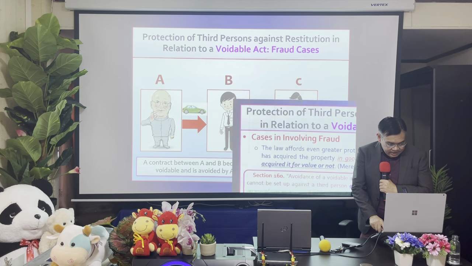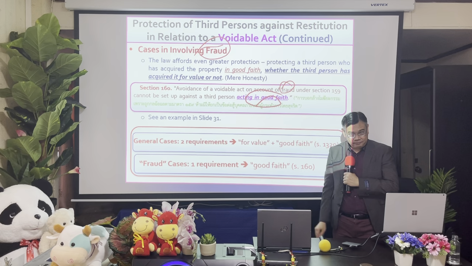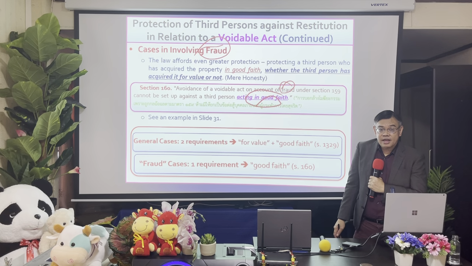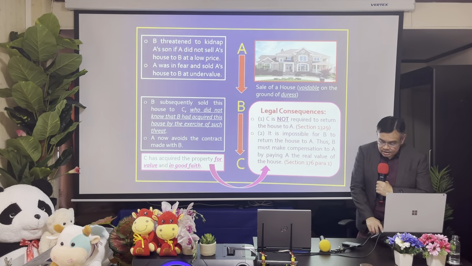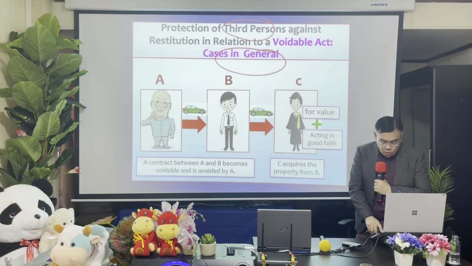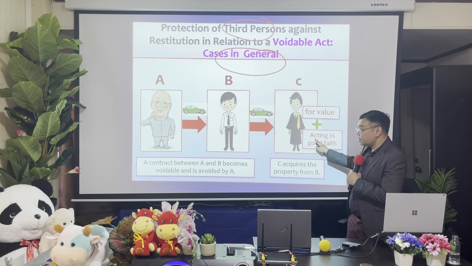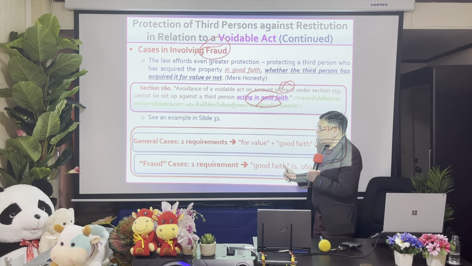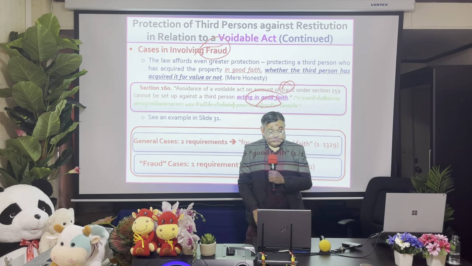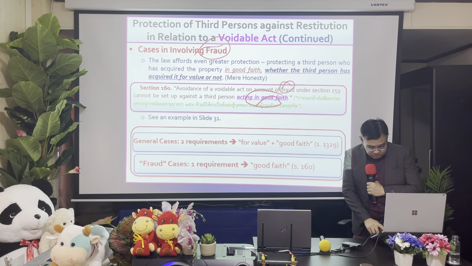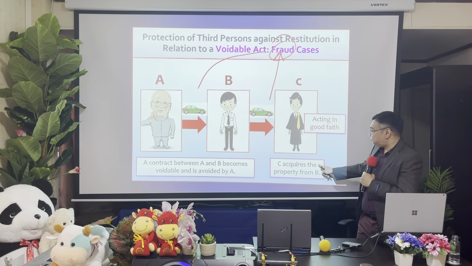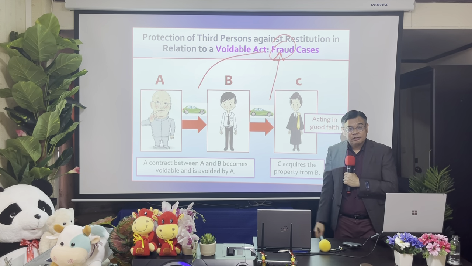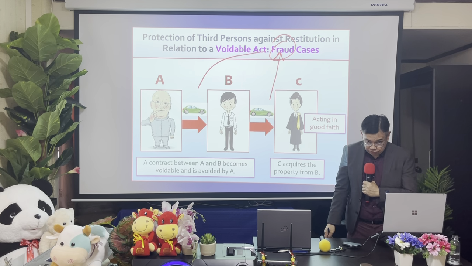So we can see that in the case of fraud, the law protects a third party even better than in cases in general, because in other cases, the law protects a third party only when the third party has received property for value and when the third party acts in good faith. But in the case of fraud, section 160 protects the right of the third party only when the third party has received the property in good faith, irrespective of whether or not the third party has acquired that property for value.